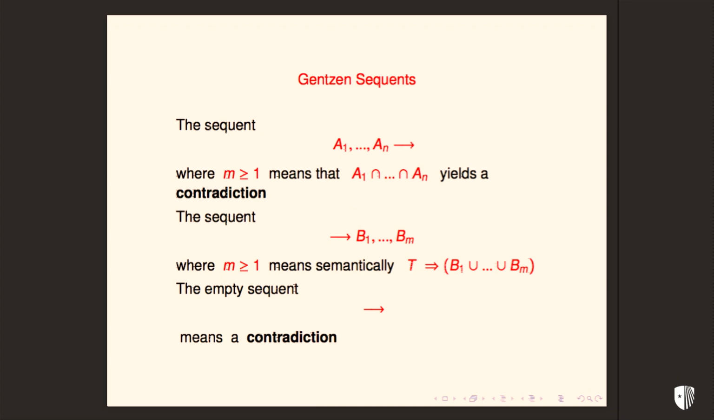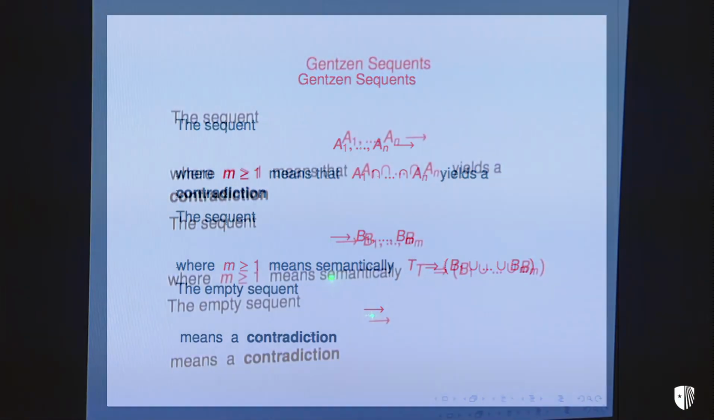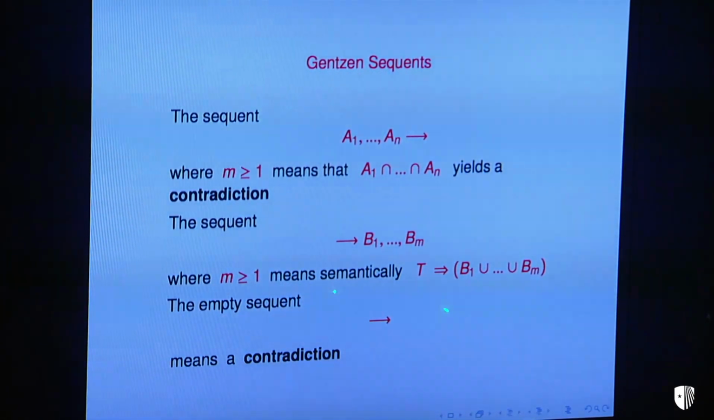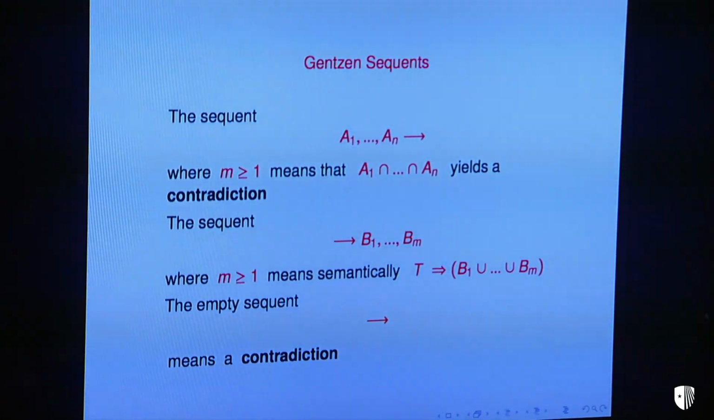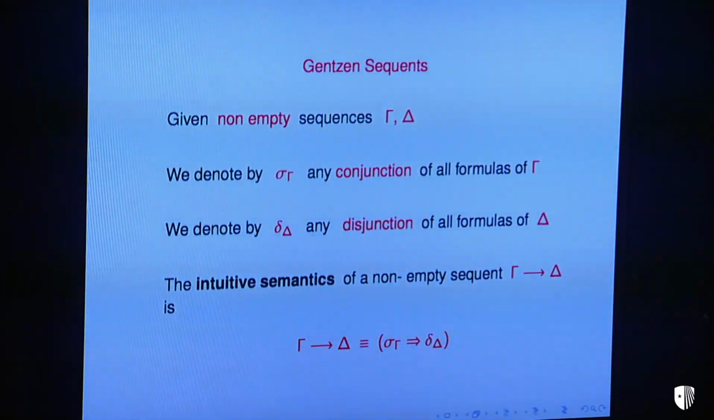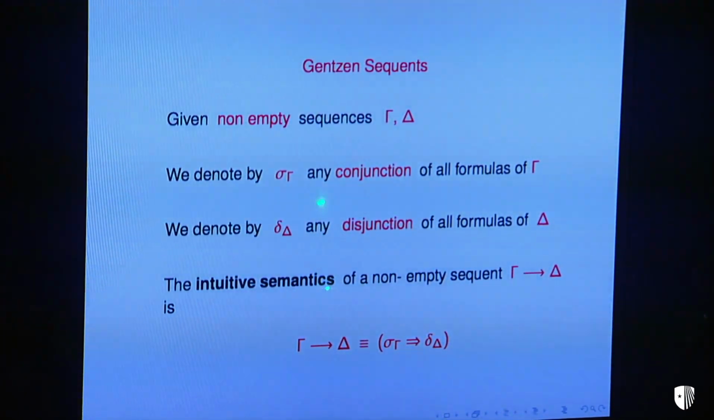And also, if you have empty on the right side, it means that it yields a contradiction, and if empty on the left side, it means the right side is T implies the disjunction. And an empty sequent, just empty, where gamma and delta can both be empty, represents a contradiction. And we have a nice notation.